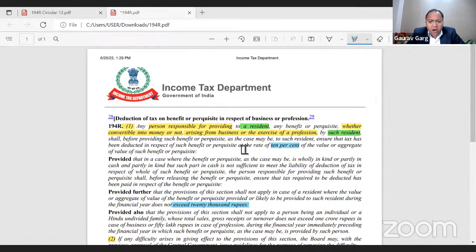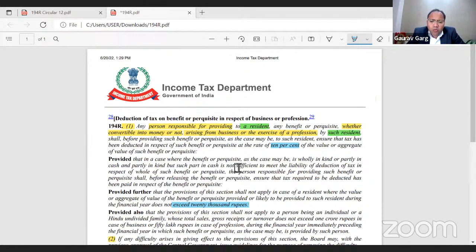Now, when we say arising from business or the exercise of profession, there is some deliberate attempt, that I'm exercising my profession, and because of the exercise of profession, some benefit or perquisite is coming to me. So if it is only a gratuitous payment, out of love or a charitable activity, or just like, I have gifted, let's say, some Diwali gifts, then the question would come whether the gift which you are giving to the other person is arising because of the business or because of the exercise of profession. And if the answer is no, then you are not required to deduct TDS. You will not fall within the provisions of section 194R.